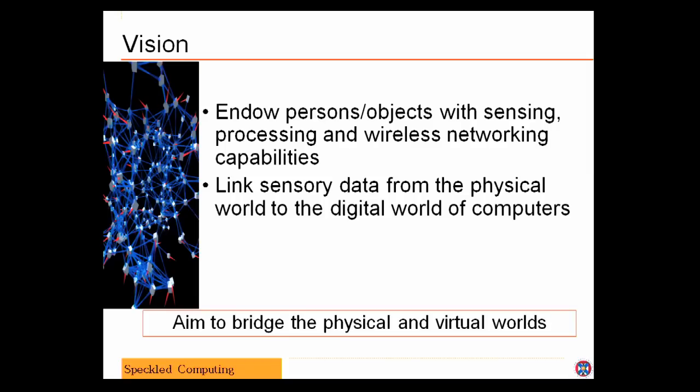And the wireless networking is important if it needs to be unobtrusive. We don't have a bird's nest of wires trailing all around us, so we don't want that. And the very important idea here is that we want to link the sensory data in the physical world that we inhabit with the digital world of computers. So we want to bridge these two worlds, the physical and virtual worlds. So how do we do that is the question.